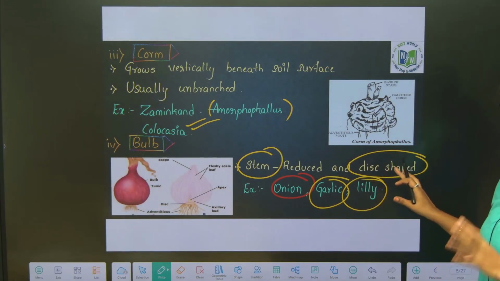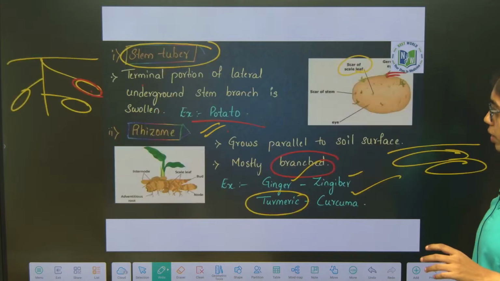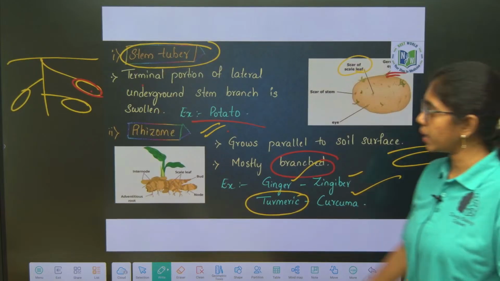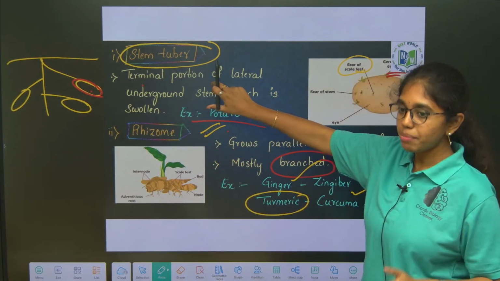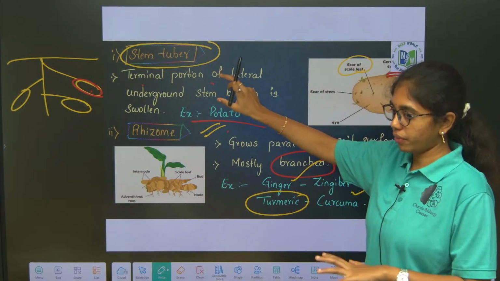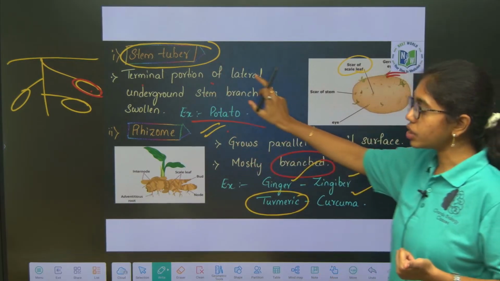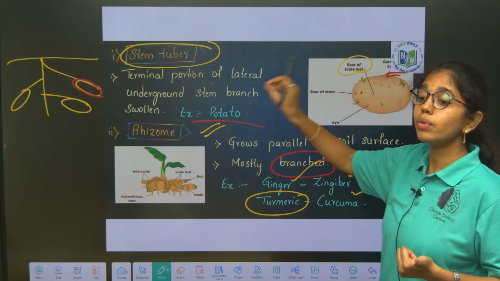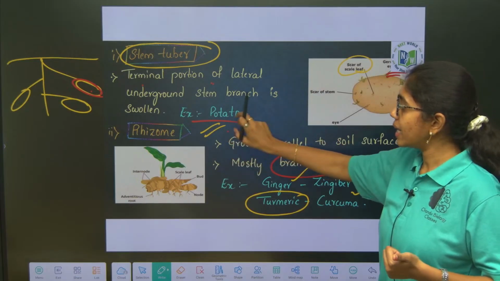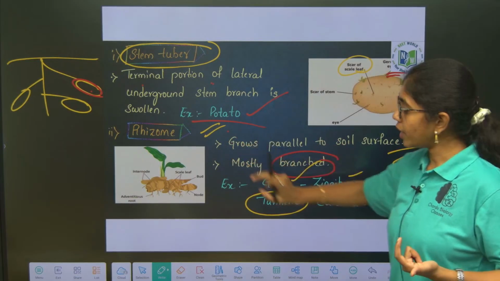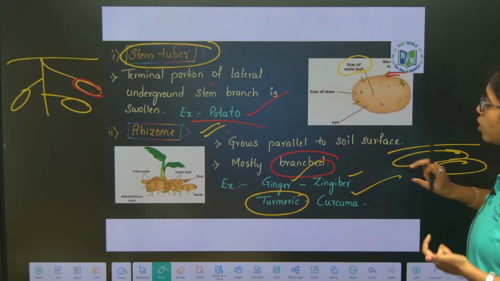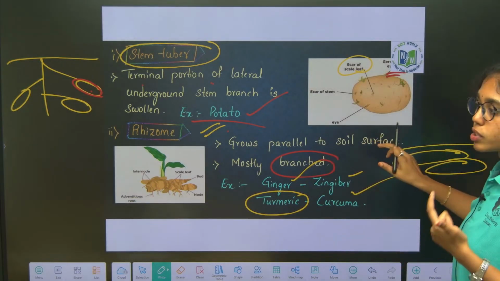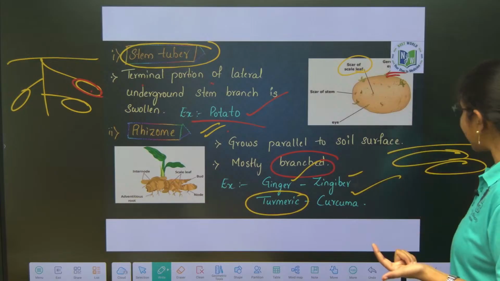Clear till here? Clear all the four types of underground stem modification. So, what you have to remember here exactly, beta, is which part of the stem is actually getting modified. In stem tuber, it is the terminal portion of the underground lateral branch that is getting swollen. Example is what? Potato. Rhizome is growing horizontally, parallel to the soil surface, and it is mostly branched, and these will be the examples.